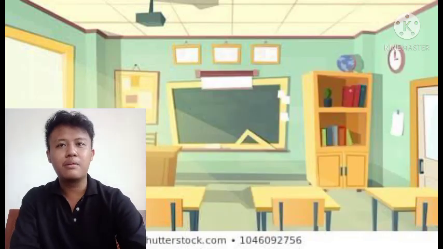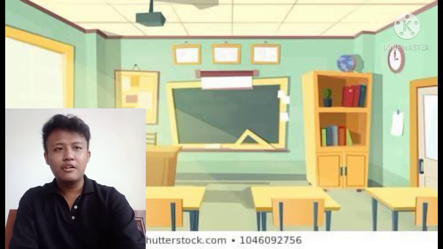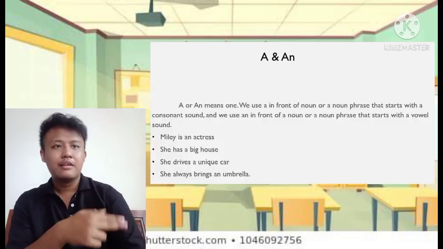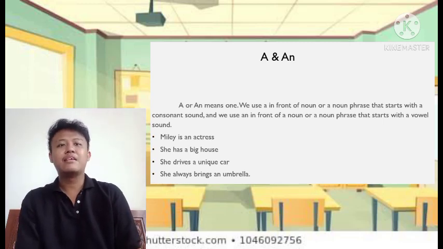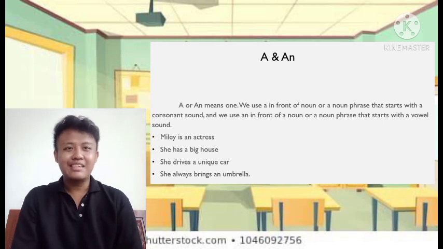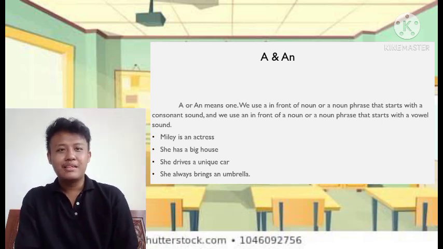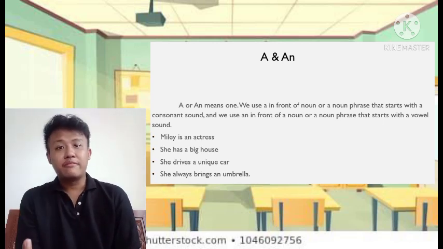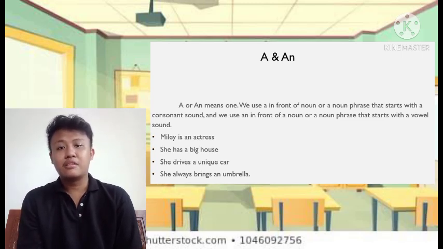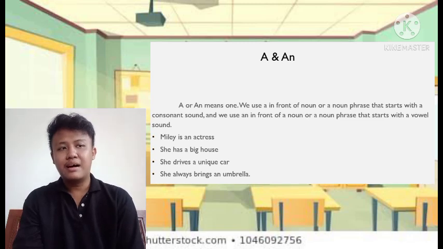Now that you already know what we are going to do today, look at the picture over here. We are going to learn about the articles a and an. That's right, a and an. A or an means one. We use a in front of a noun or noun phrase that starts with a consonant sound, and we use an in front of a noun or noun phrase that starts with a vowel sound.